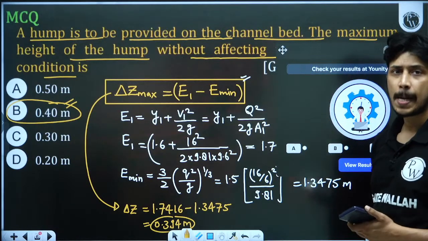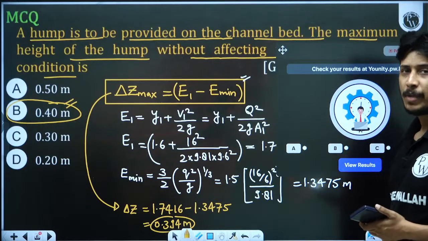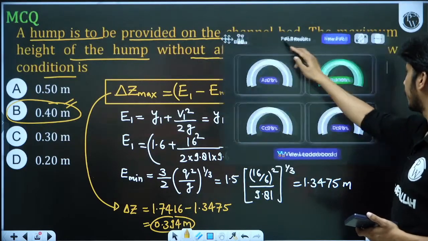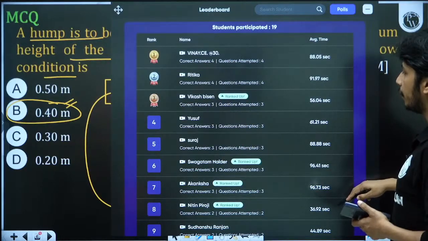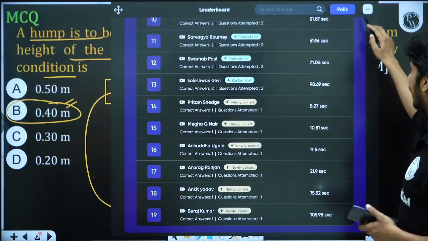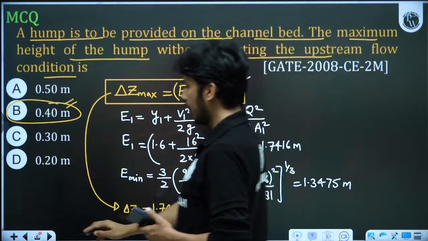Okay. So the B part is the correct answer. Everybody is giving the correct answer. Vinay, Ritika, Vikas are top 3, then Yusuf, Suraj are 4 to 5. Overall 19 students have given answers till now. Now let's move to the next question.